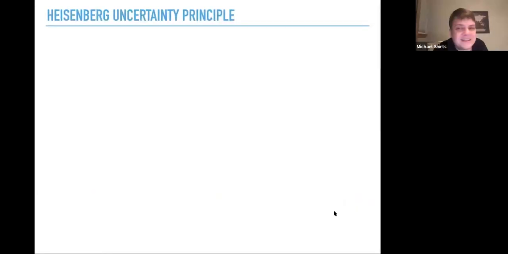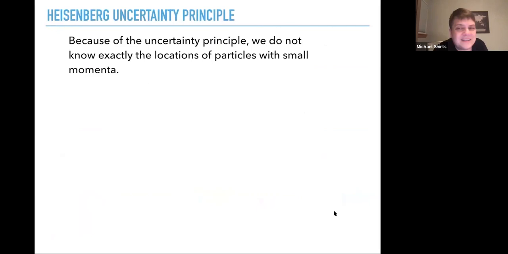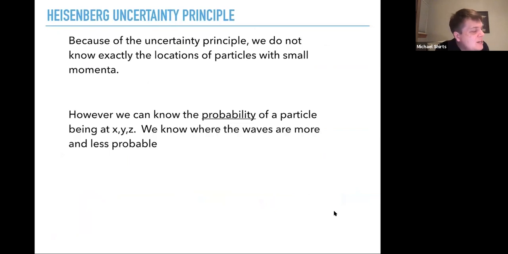So because of the Heisenberg principle, we do not know exactly the locations of particles with small momenta. It turns out, and this is a little more complicated, that we can know the probability of a particle being at x, y, and z. We know where the waves are more or less probable. We can see where the peaks are, we can see where the troughs are. The peaks correspond to more probable locations. Actually, the troughs do as well. It's when it's neither a peak nor a trough that corresponds to not very much probability.